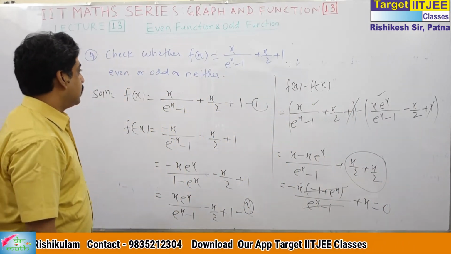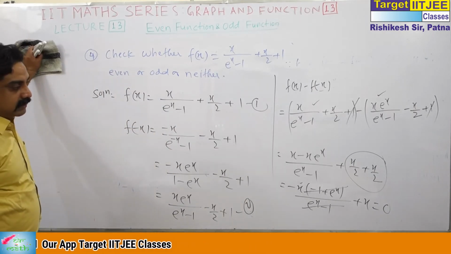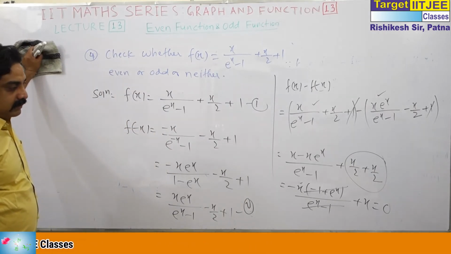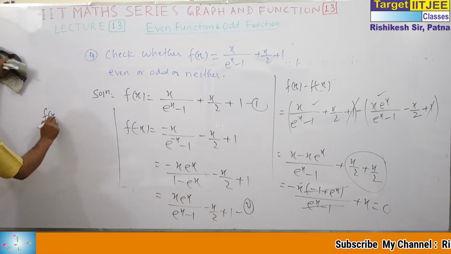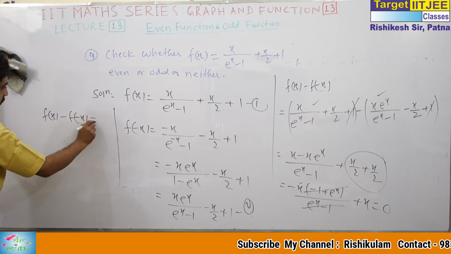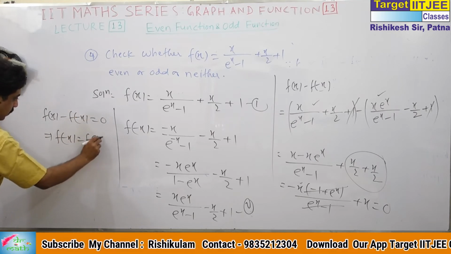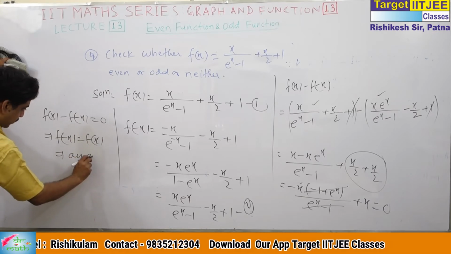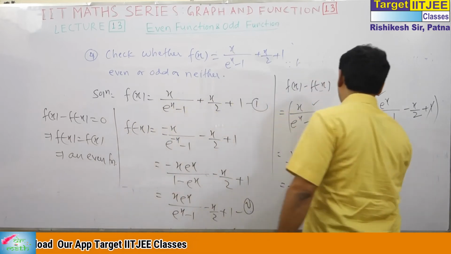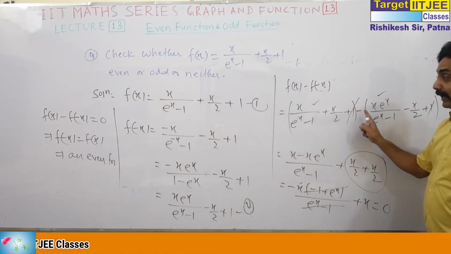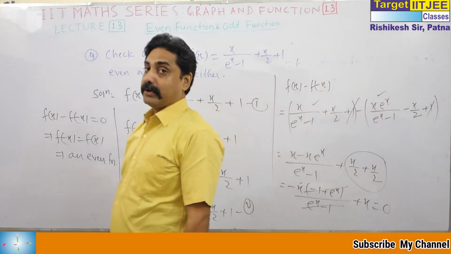This is interesting. This becomes 0 means what? f(x) minus f(minus x) is 0 means what? f(minus x) is equal to f(x). This implies this is an even function. If this doesn't become 0, I will take this plus. And if that also doesn't become 0, then we will say that it is neither even nor odd.